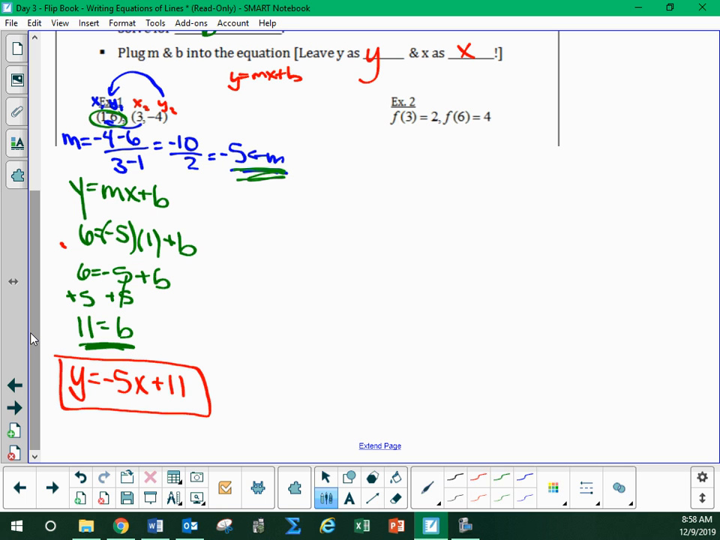So same thing with our example 2. Now they showed the points kind of in a different way. Remember, this is the same thing as just saying 3, 2 and 6, 4. This is our x1, y1. This is x2, y2, because it's just our second point. So again, our slope equation: y2 minus y1, so that's 4 minus 2, over x2 minus x1, 6 minus 3. It really doesn't matter which order you go in as long as you're consistent with it.